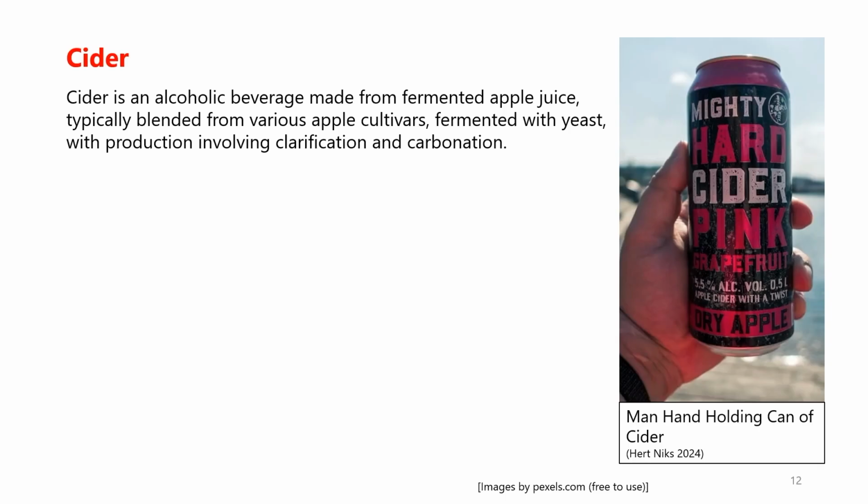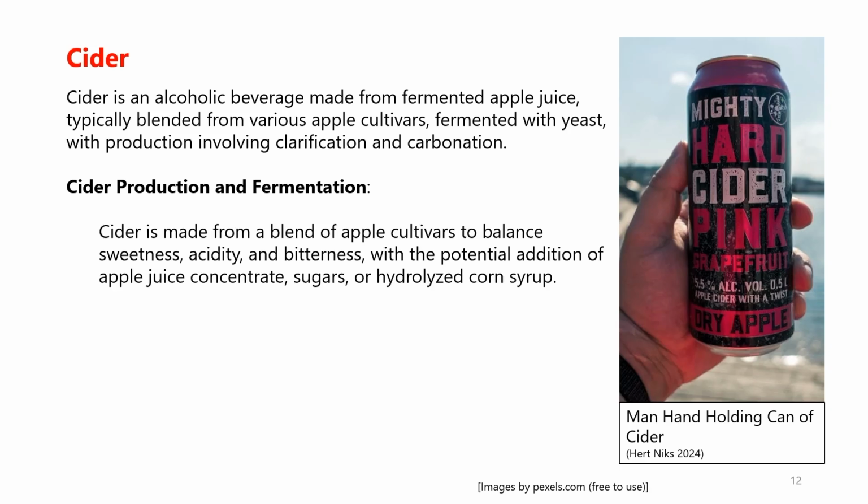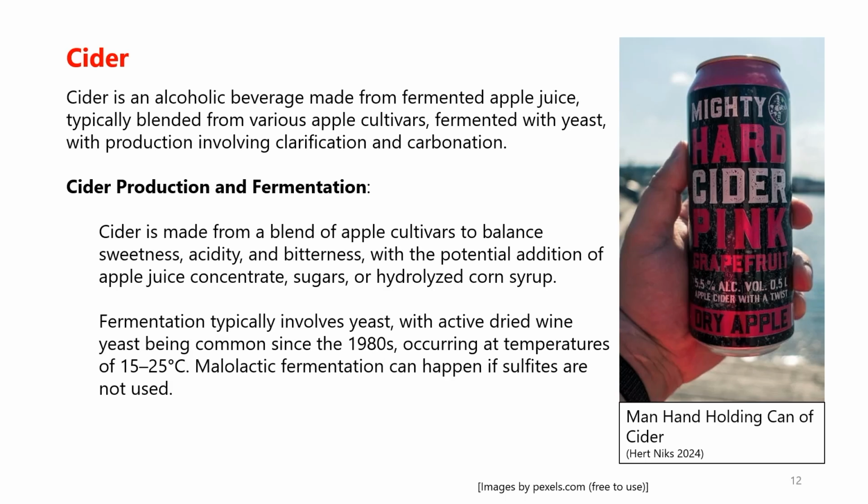Another important alcoholic beverage is cider, which is made from fermented apple juice, typically blended from various apple cultivars, fermented with yeasts, with production involving clarification and carbonation. Cider is made from a blend of apple cultivars to balance sweetness, acidity and bitterness, with the potential addition of apple juice concentrate, sugars or hydrolyzed corn syrup.